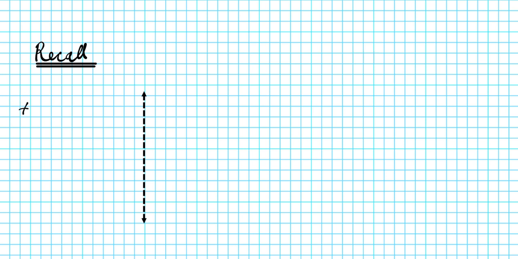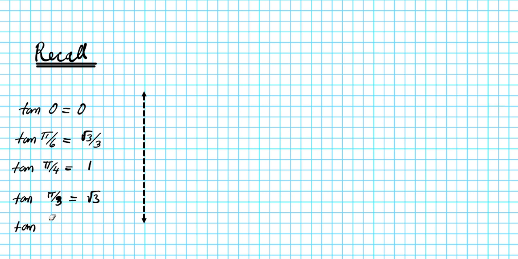Okay, so tan of 0, the same thing as sine 0 over cosine 0, is 0. Tan of pi over 6 is equal to root 3 over 3. You have to remember that tan of pi over 4 is 1. Tan of pi over 3 is root 3. And tan of pi over 2 is undefined.